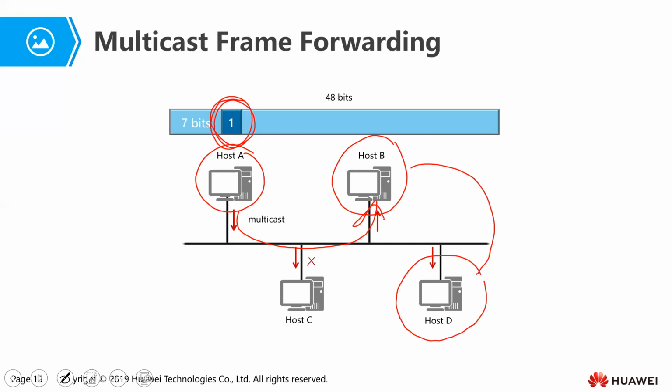They have to go and check their multicast list of networks. If this MAC address is included in their multicast list, then host B will receive the packet and process it. But if the packet is received at host C, then host C finds the bit number 8 equal to 1 and checks its multicast network list. It cannot find the same MAC address, so the packet is going to be discarded and not processed.